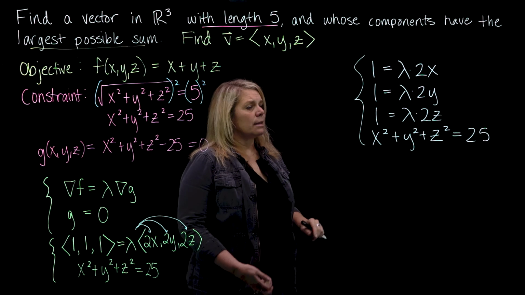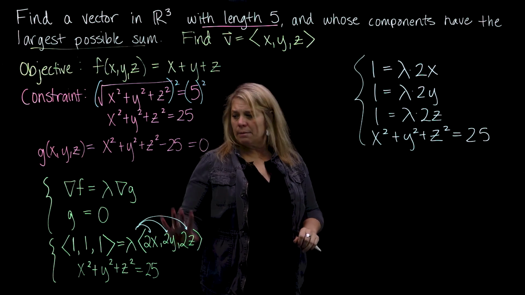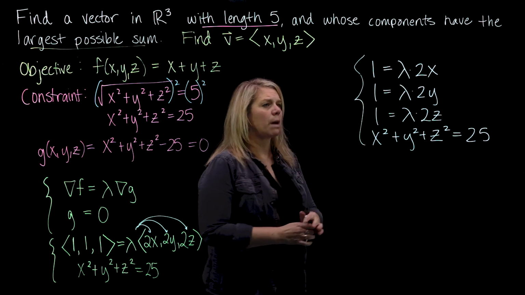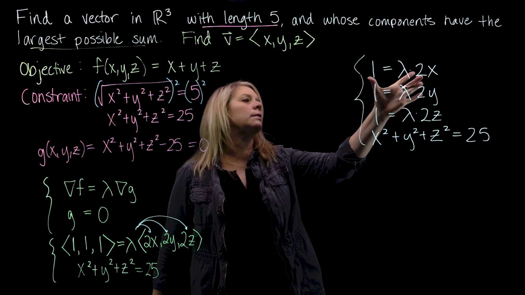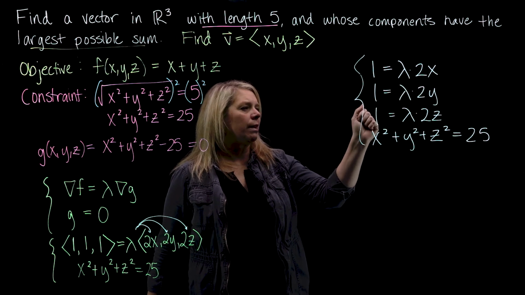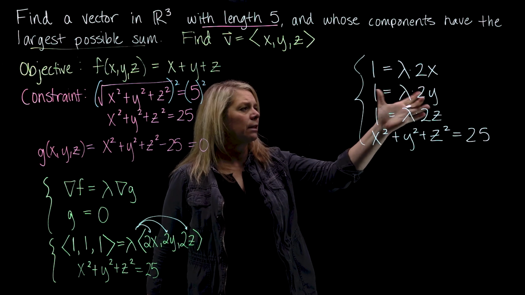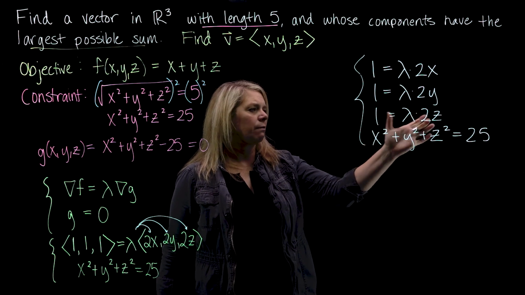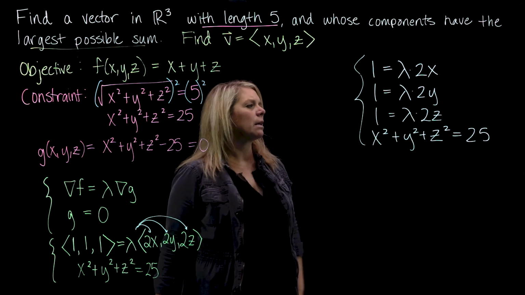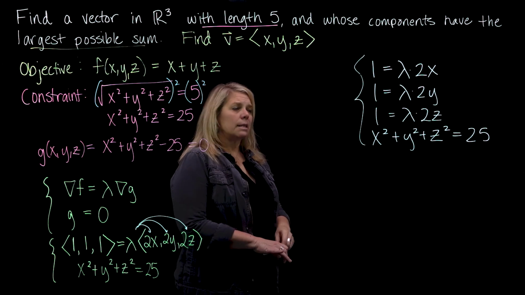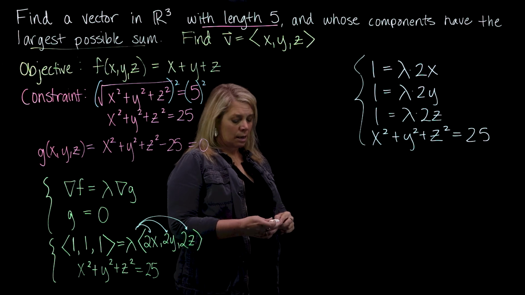All right, so this is the system that we're going to be solving. And a lot of times, instead of writing this step out, I will just go right to here. So these are my partial derivatives with respect to x of both my objective function and my constraint. Partial derivatives with respect to y of objective function and constraint. Partial derivatives with respect to z of objective function and constraint, with lambda times all those components for the constraint. So a lot of times I'll go right to this system and solve this.